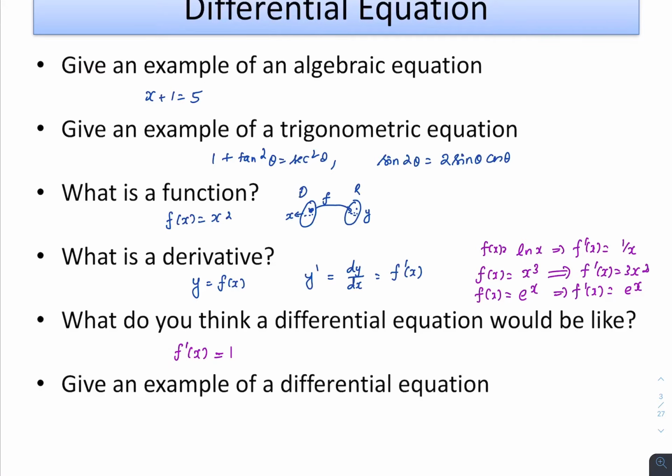Another example: the same thing can also be written as y prime equals 1, or y prime equals 0, or y double prime plus y prime plus y equals 1. That's a differential equation. Or you can say y prime squared plus 5y equals sine x. These are all equations involving derivatives, and we call them differential equations.